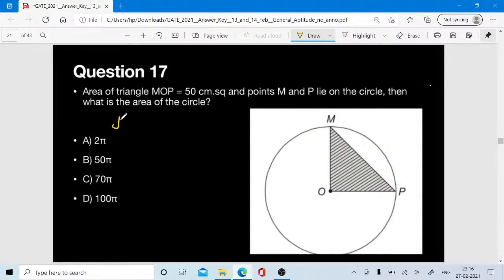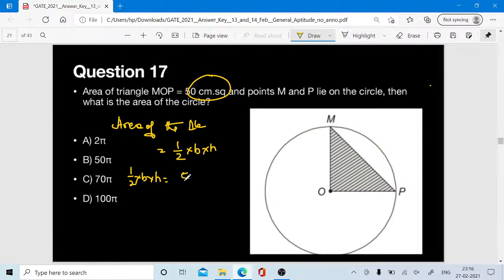So you guys know that area of the triangle is given by what formula? Half into breadth into height, okay? And they have already told it is equal to 50 centimeter square. Half into B into H is equal to 50. This is what they have told. They are lying on the circle. So what is the area of the circle?